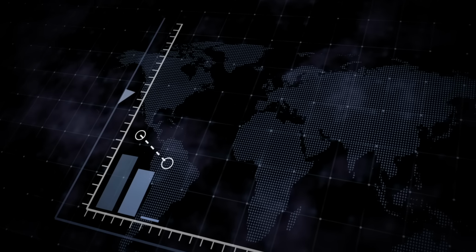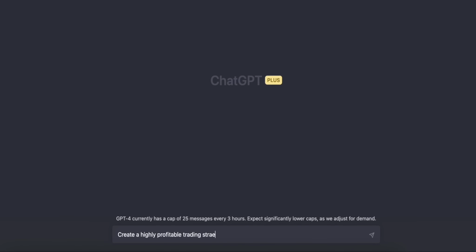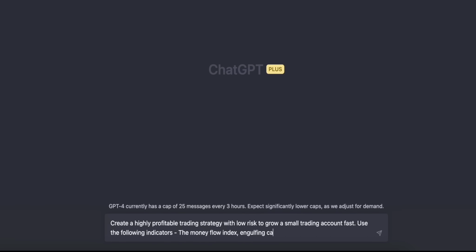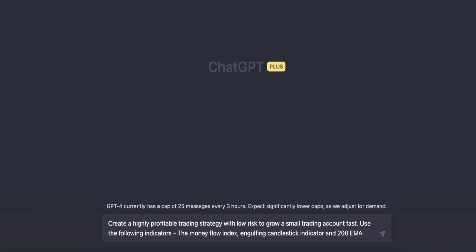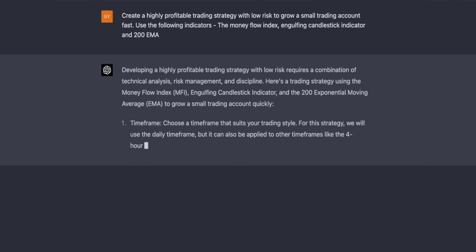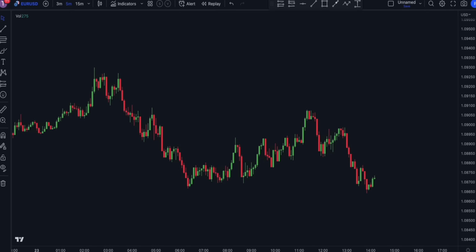A strategy that can grow a small trading account fast? We jumped ahead and asked it to do so. We also mentioned the names of the indicators our strategy should be based on. ChatGPT wrote a full trading strategy with entry rules and money management in seconds, which truly blows our minds. So we stepped ahead and followed the instructions.